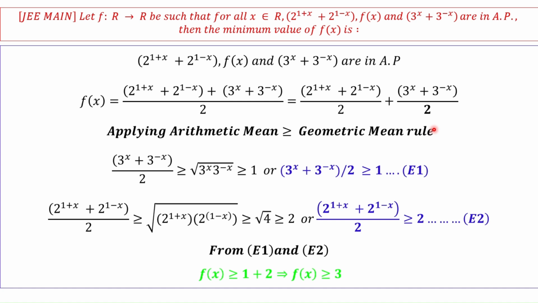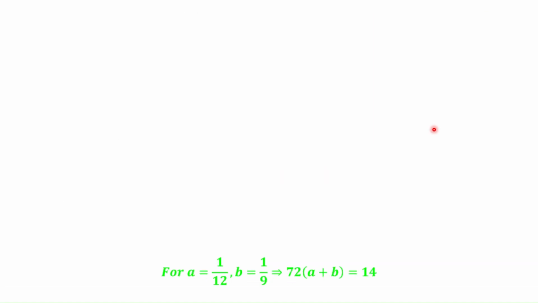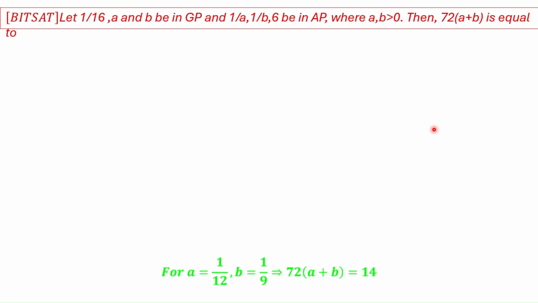So these are the interesting problems in progression. Yeah, next. Okay. Let 1 by 16, A and B be in GP, geometric progression, and 1 by A, 1 by B and 6 are in AP, where A, B is greater than 0. Then 72 into A plus B is equal to what? Okay, this is the question.